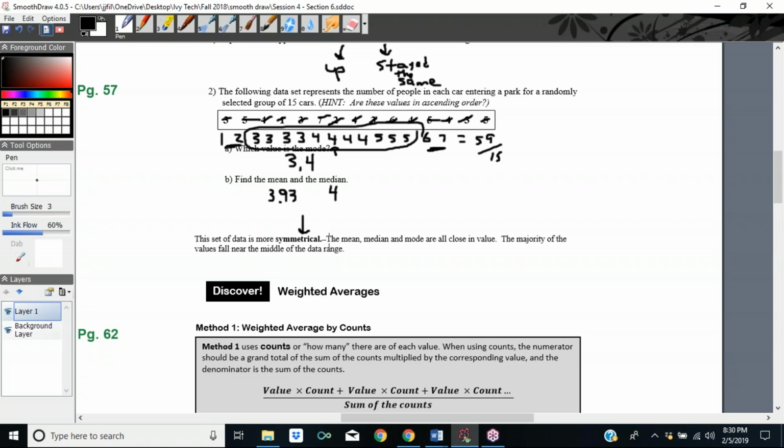So we're going to skip a couple of pages and jump over to page 62 and start our discussion of weighted averages.